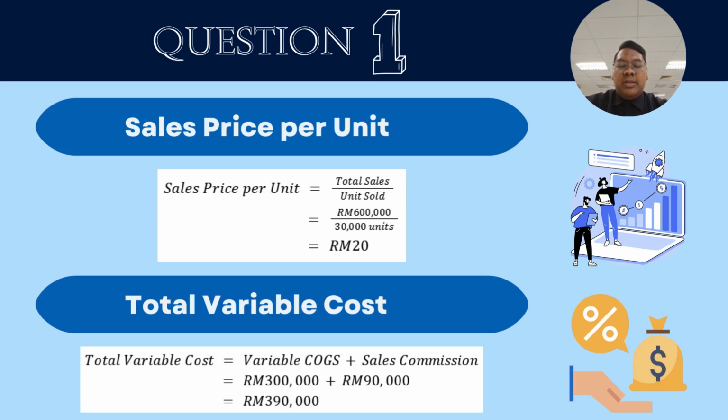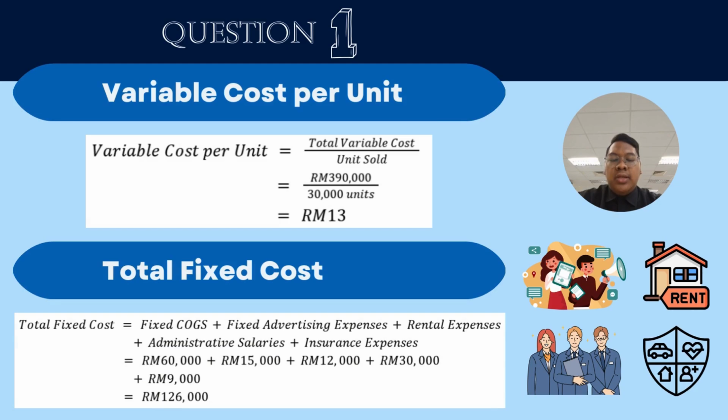Then we calculate total variable cost. The formula for total variable cost is equal to variable cost of goods sold plus sales commission, and it will be equal to 300,000 ringgit plus 90,000 ringgit, and total variable cost will be equal to 390,000 ringgit. Next, we need to calculate variable cost per unit. The formula for variable cost per unit is equal to total variable cost divided by units sold, which is equal to 390,000 ringgit divided by 30,000 units, and variable cost per unit will be equal to 13 ringgit.